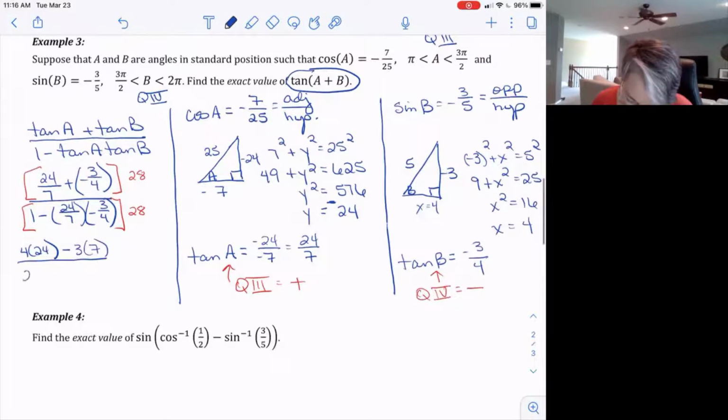28 times 1 is 28. And notice that the 7 and the 4, if we were to multiply them on that second one, it would be 28. So that just leaves us with a positive 3 times 24. So if we simplify all of that, we get 75 over 100, or 3 over 4.